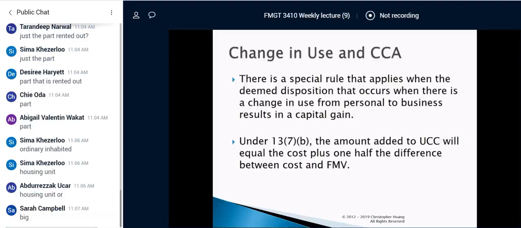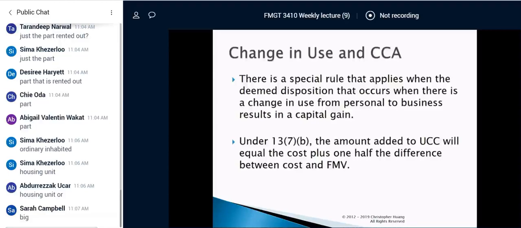But what a lot of people don't realize is, in effect, you're in business. You're going out there renting your property. You're no longer living in that space. So you've, in effect, reduced your housing unit. You have a change in use.